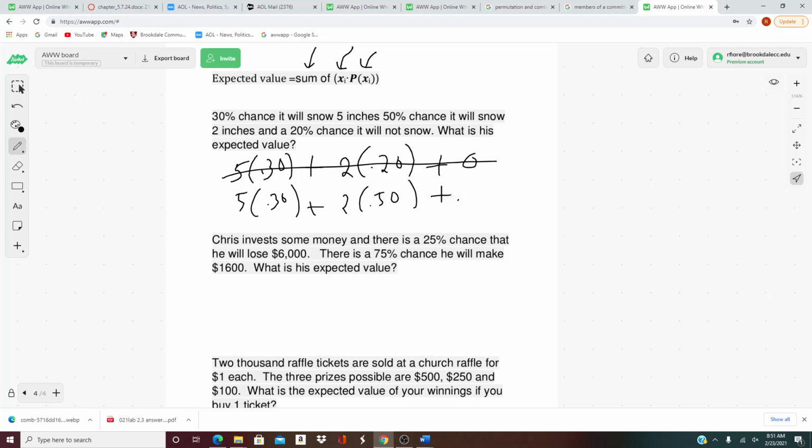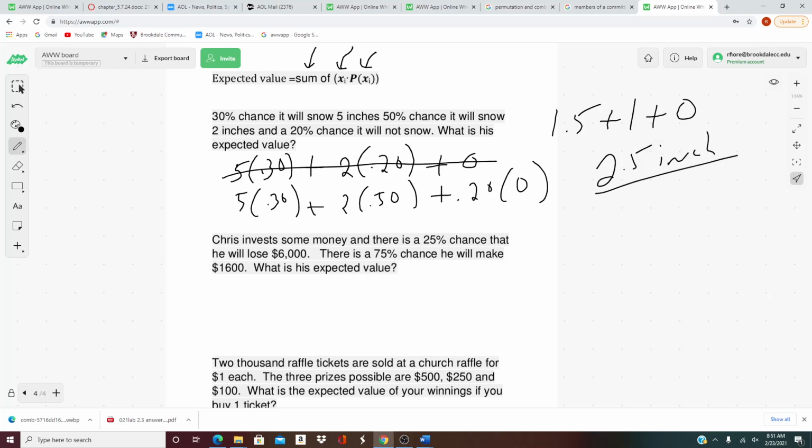And a 20% chance it will not snow. And the reason I knew I was incorrect is because you always have to add to 1 with probabilities. When I add these values together, 0.3 times 5 is 1.5 inches. 2 times 0.5 is 1 inch. And of course, that's 0 inches. So I end up with 2.5 inches of snow for my expected value.